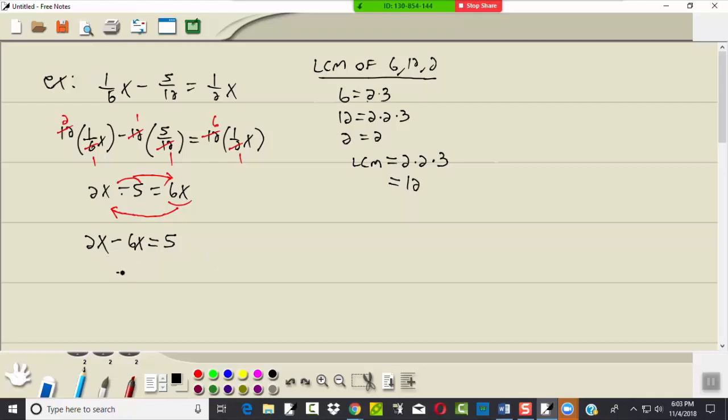2x minus 6x is negative 4x equals 5. And last step, divide both sides by the number in front of your x. So we're going to divide both sides by negative 4. And so we're going to get x is equal to negative 5/4. And that's our answer. Okay, let me clear that off.